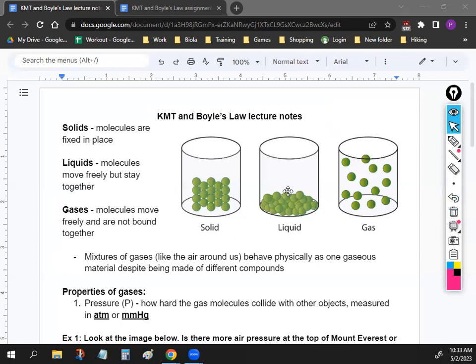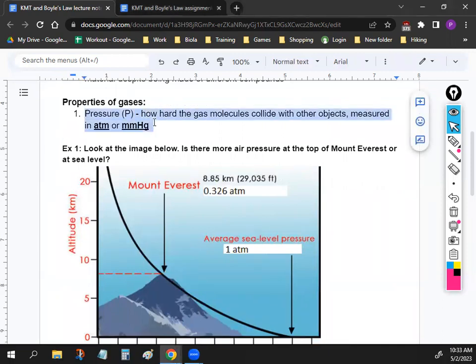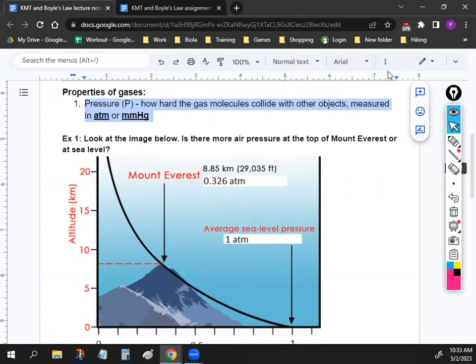Okay. So the first property of gases that we'll talk about today is called pressure. And make sure you guys write this down. Okay. And pressure, we use the letter P to denote it. It's basically how hard the gas molecules collide with other objects. Okay. So pressure, we symbolize it with P. It's how hard the gas molecules collide with objects.